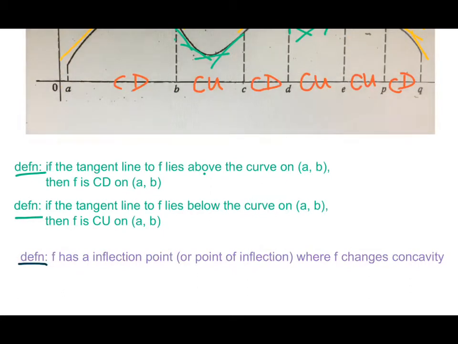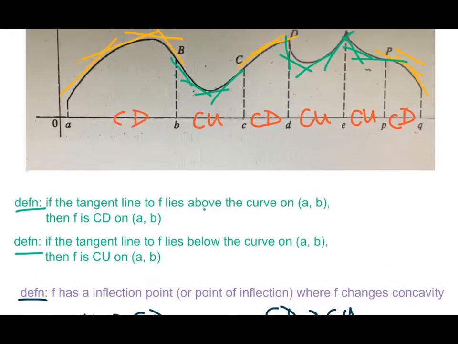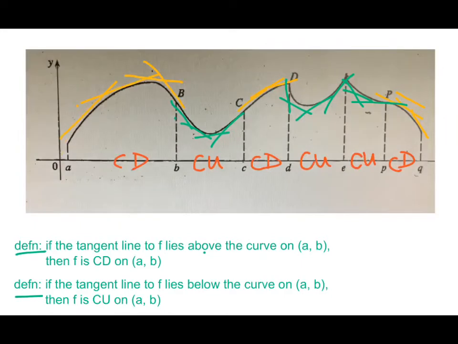Okay, so F has an inflection point or a point of inflection. The terms are interchangeable where F changes concavity. So if my graph changes from concave up to concave down, that's a point of inflection. If I change from concave down to concave up, that's a point of inflection. Okay, so looking at this graph here, where do I have points of inflection?